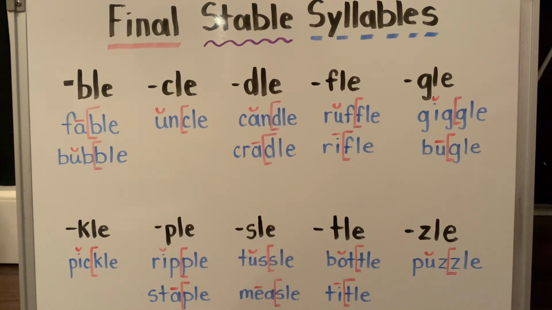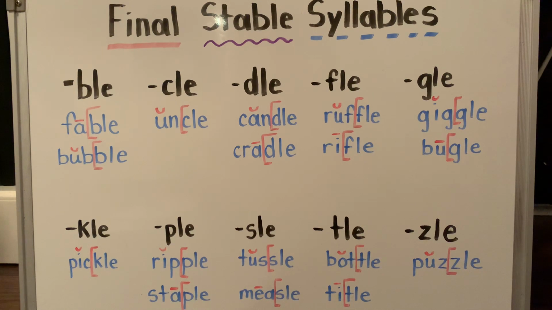Now, I listed all of our final stable syllables. We have BLE, bull, CLE, cul, DLE, dull, FLE, full, GLE, gull, KLE, cool, PLE, pull, SLE, sol, TLE, toll, and ZLE, zol. So when you hear those sounds on the end of a word, you're going to be using a final stable syllable pattern to make that sound.